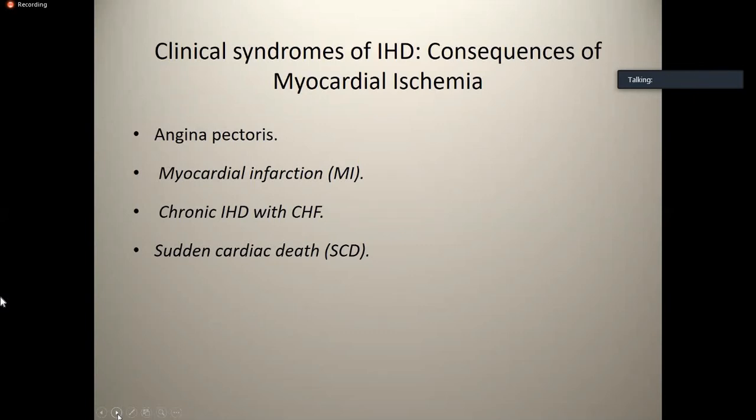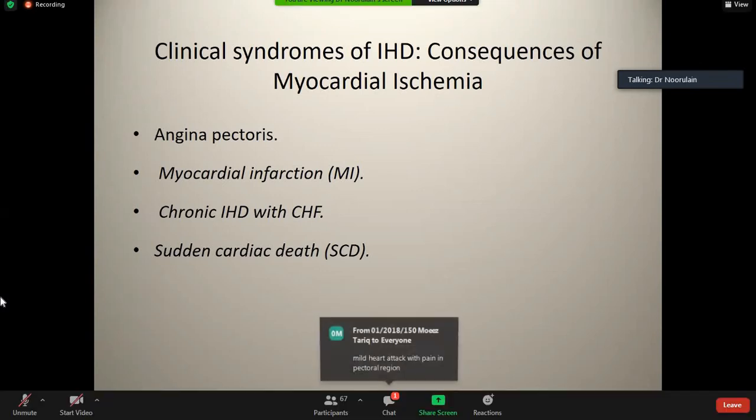Okay, we talk about the syndromes of ischemic heart disease. These are angina pectoris. What is angina pectoris? Can anyone tell me your concept about angina pectoris? Is there any difference between angina pectoris and myocardial infarction? I'm asking because I want you to interact during the lecture and maintain interest in the lecture.